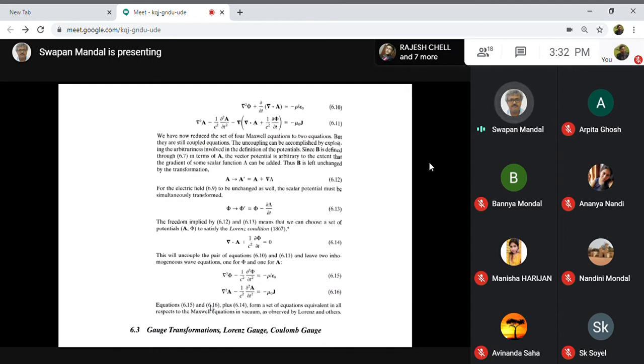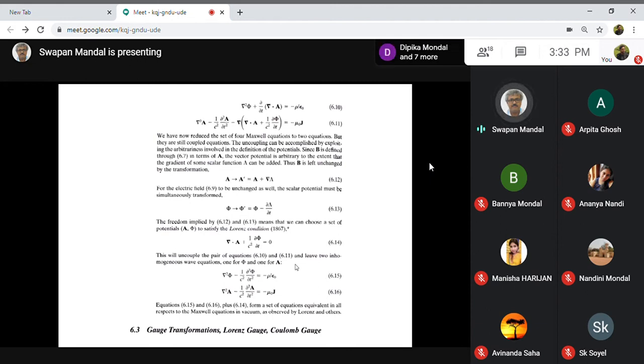In other words, the coupled differential equation is now decoupled, in the sense that we have a differential equation involving the scalar potential alone and a differential equation involving the vector potential alone. Since we have differential equations, now we can go for the solution.